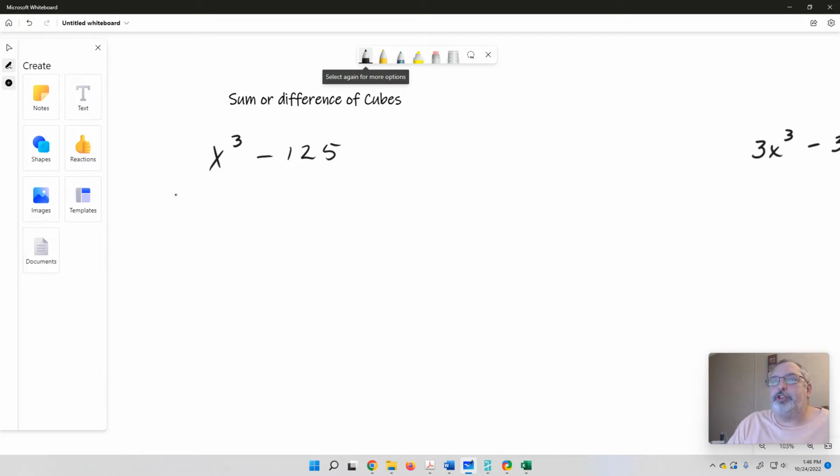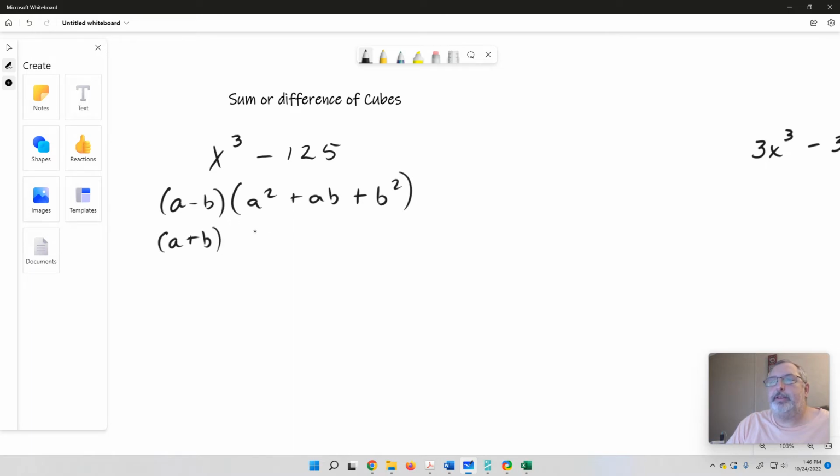So really there's two patterns here. You have a minus b, and then a squared plus ab and then always positive b squared. And then you have this pattern, a plus b, a squared minus ab plus b squared. Now, how do you know which one? We're going to use this little mnemonic device to help us figure it out.